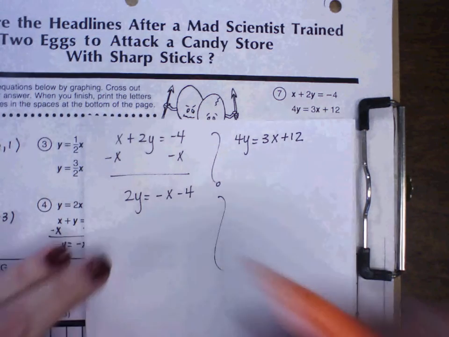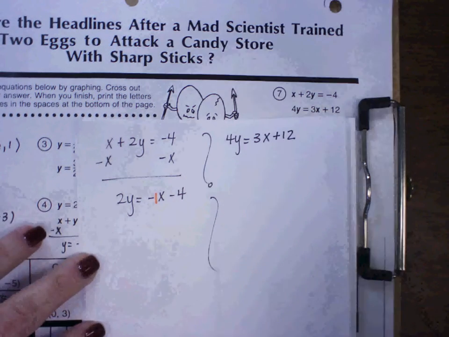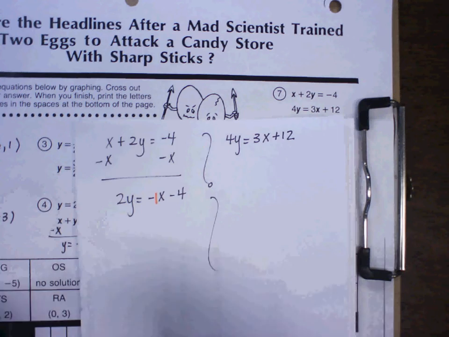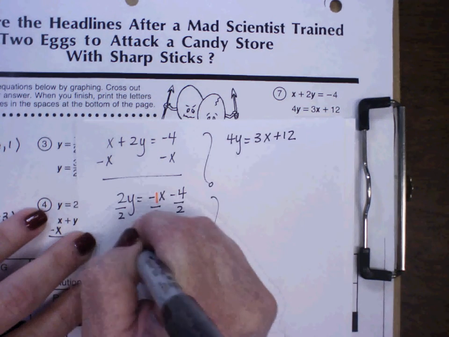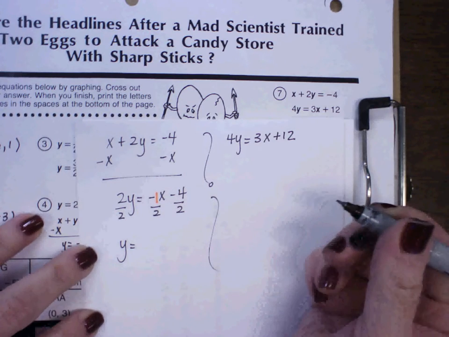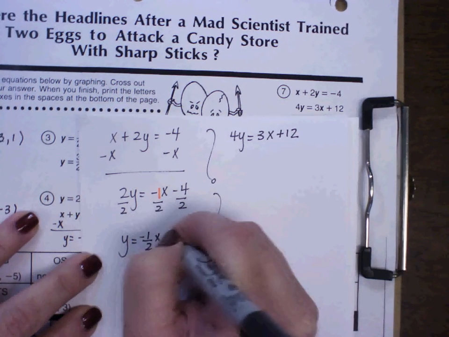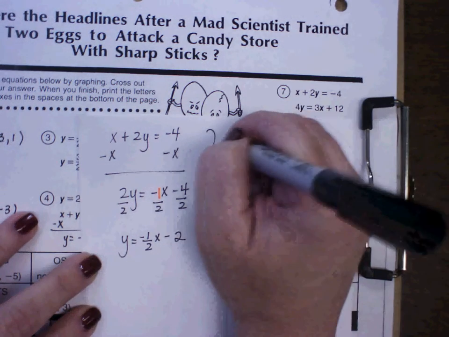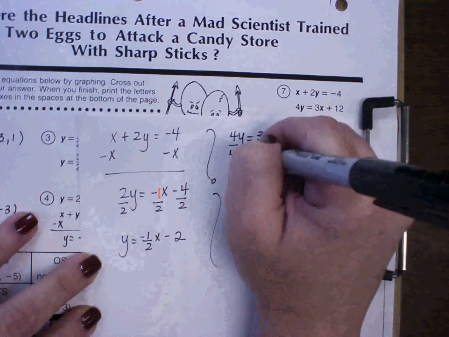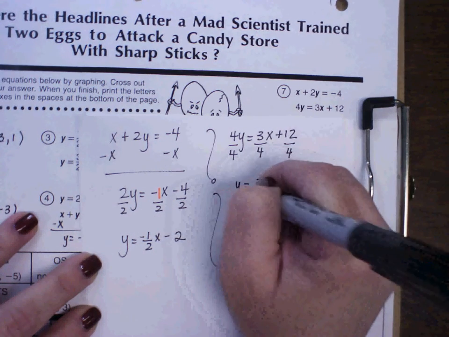Minus x. Divide by 2. Negative 1/2 x minus 2. All right. Oh, this one's easy. All I got to do is what? Divide by 4. And y equals 3/4 x plus 3. Yay. All right, let's go.